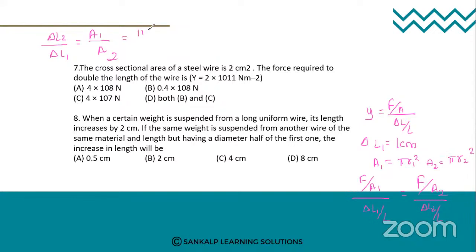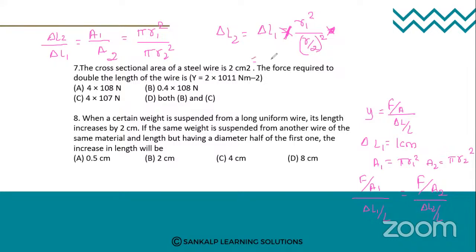So area is nothing but what here, student, that is pi r square. So for first one it is pi r1 square, and for second one it is pi r2 square. Again, the pi values will get cancelled. So therefore, delta L2 is equal to delta L1 into R1 square divided by R2 square. But the radius value is, as the diameter is decreasing, the radius will be also decreasing, right? So that is delta L1 into R1 square upon R divided by 2 whole square, right?